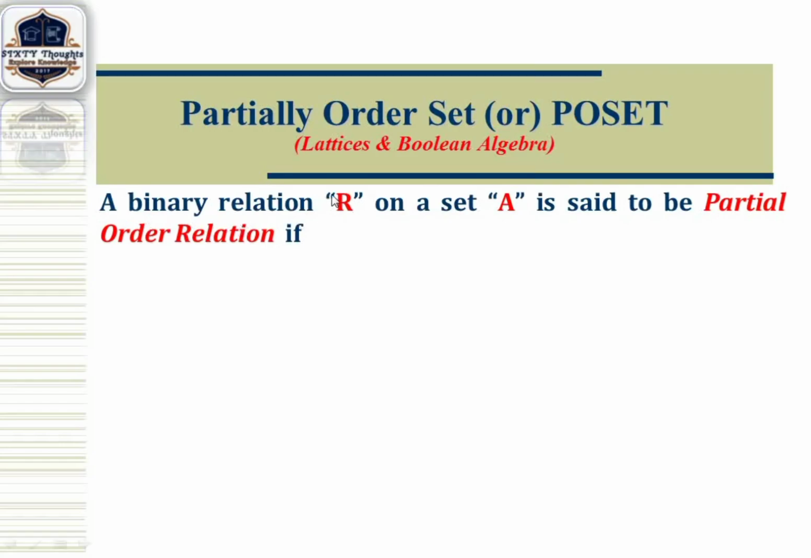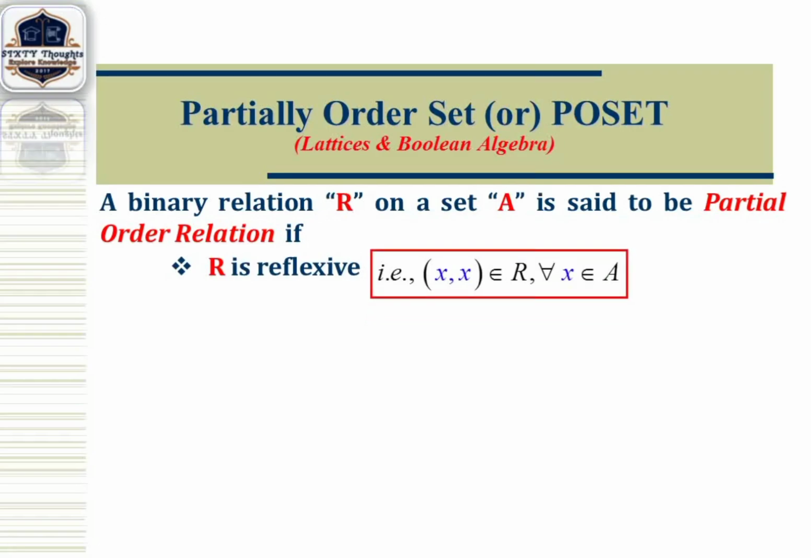A binary relation capital R on the given set capital A is said to be a partial order relation, which means it satisfies three conditions. One is reflexive. You see the property (x, x) belongs to R for all x belongs to A. So whenever you get the ordered pairs (1, 1), (2, 2), (3, 3), these are called the reflexive property.